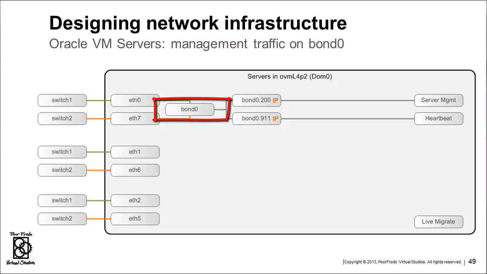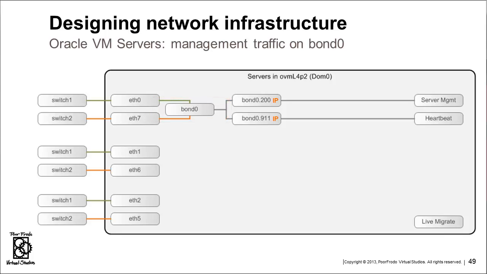Bond 0 is automatically created during the install using a network port you specify during the install. In my case, I simply chose ETH 0. As you will see in a later video, I will add ETH 7 to Bond 0 after the servers have been discovered. Now keep in mind there's always a Bond 0. Even if you're never going to add any additional network ports to the bond other than the one interface you specified during the install, there's always a Bond 0.